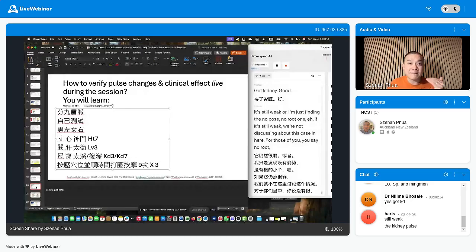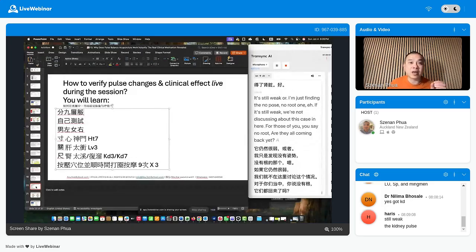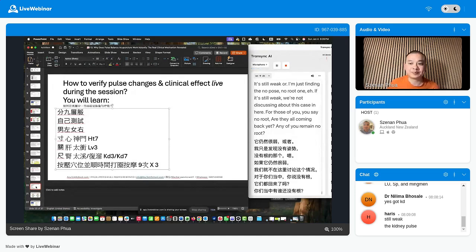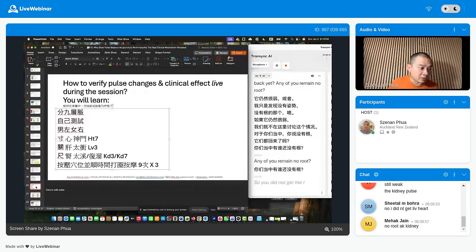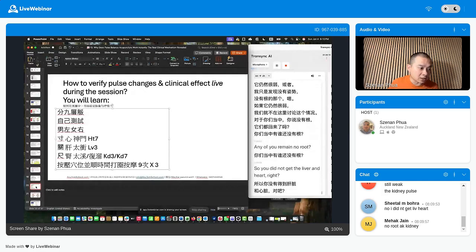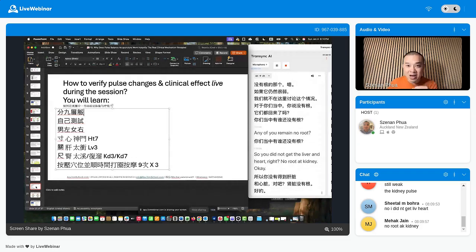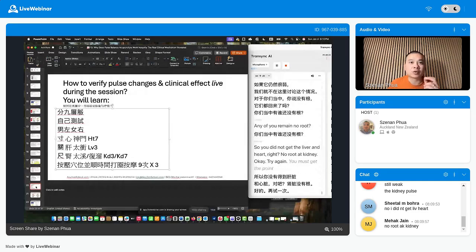are they all come back yet? Any of you remain no root? So you did not get the liver and heart, right? No root at kidney. Okay, try again. You must get the point right, or try both sides.